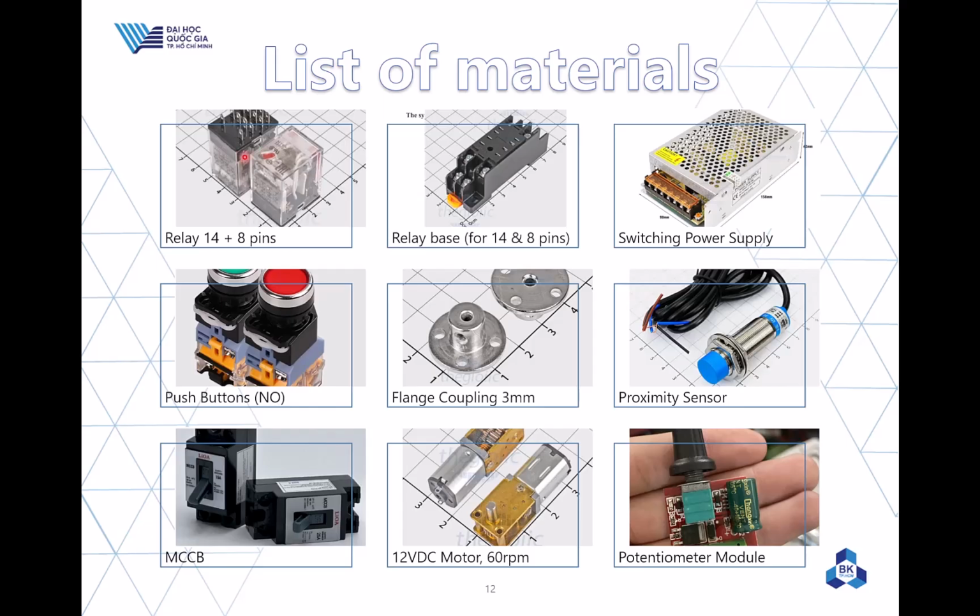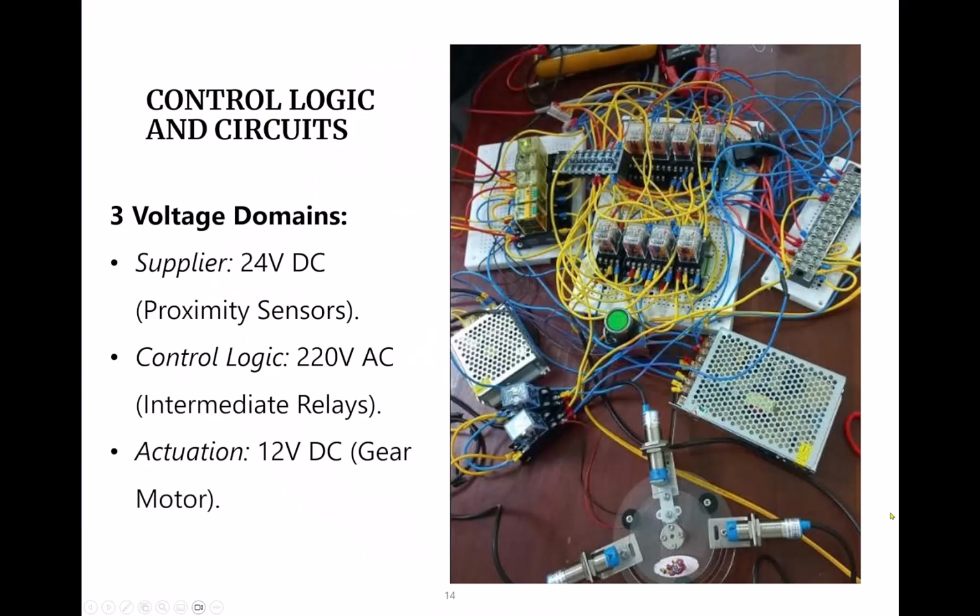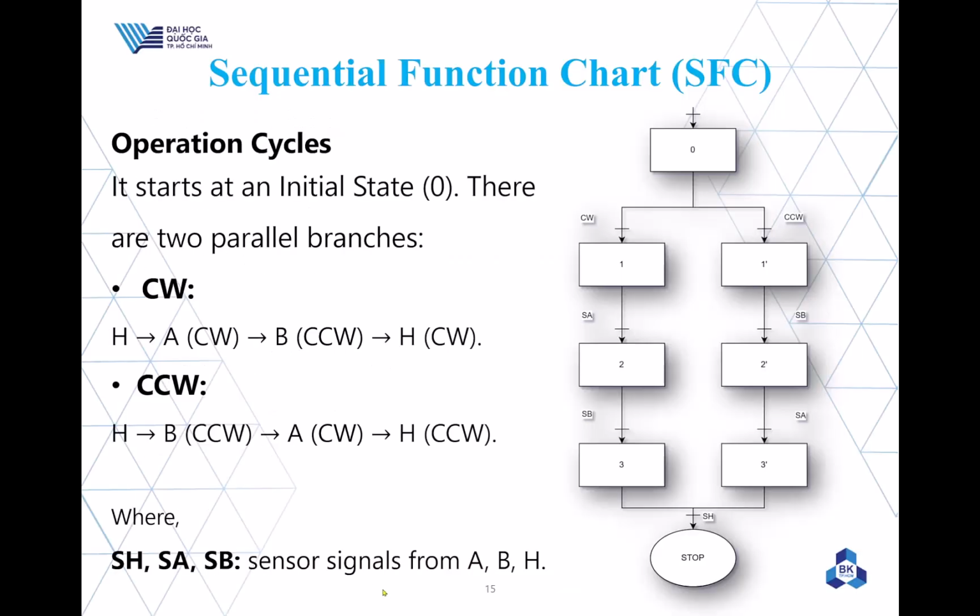Here is the list of the materials. The first table comprises the main components for the table, and the second table shows the electrical accessories that we used. For the hardware architecture, we used 3 isolated voltage domains, 24 volts to supply the sensors, 220 for the logic, and 12 for the actuator motor. This ensures galvanic isolation and safety. The 24 and 12 volt sources are generated from the respective switching power supplies.